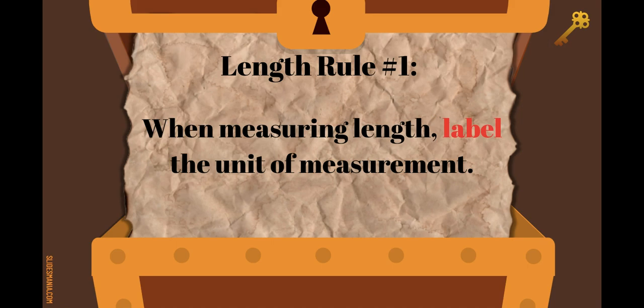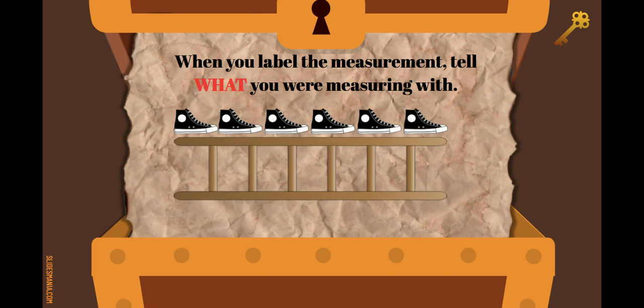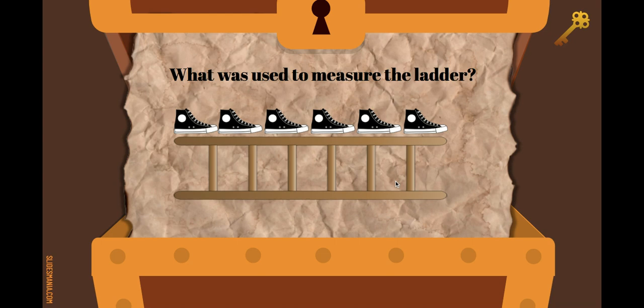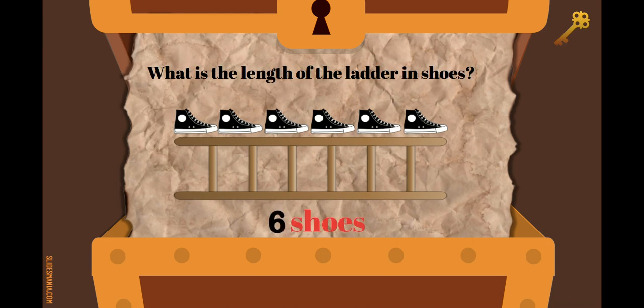Now, rule number one when measuring length is you want to label the unit of measurement. So, what did you use to measure it? For example, if I'm measuring this ladder, I measured it with shoes. So, it took 1, 2, 3, 4, 5, 6 shoes to measure this ladder. So, this ladder would be 6 shoes long. If I just said six potatoes, six elephants, six paper clips, I'm not sure. And so if I say that it's 6 shoes long, that's more specific and you know exactly how I measured it.